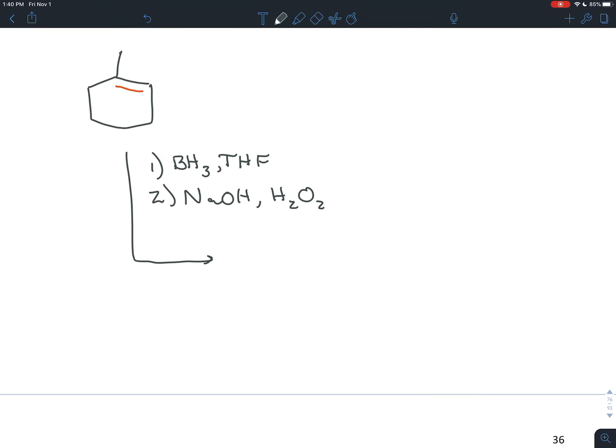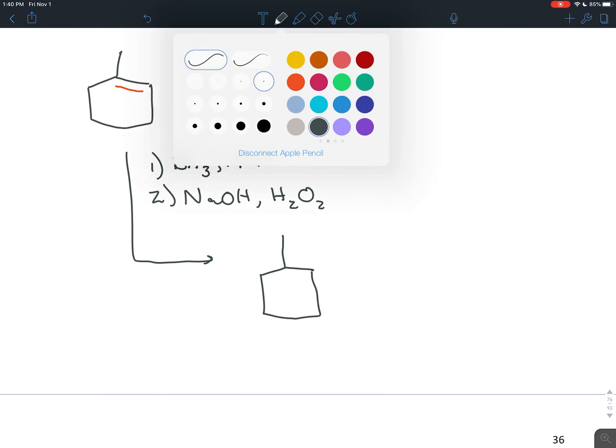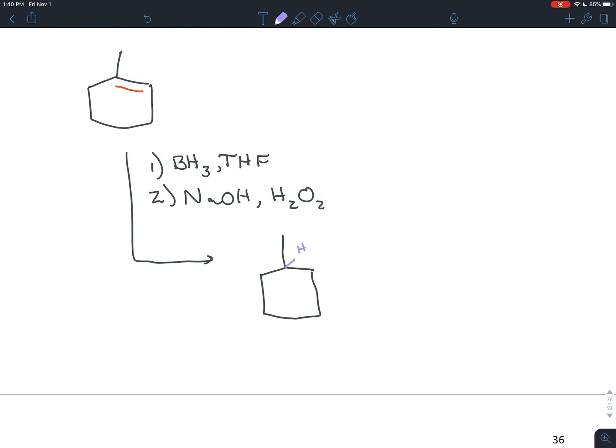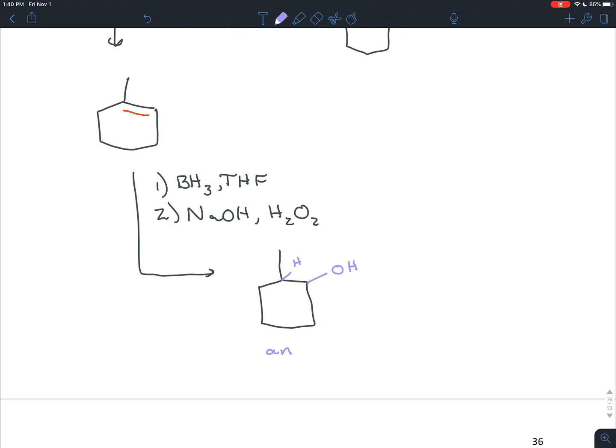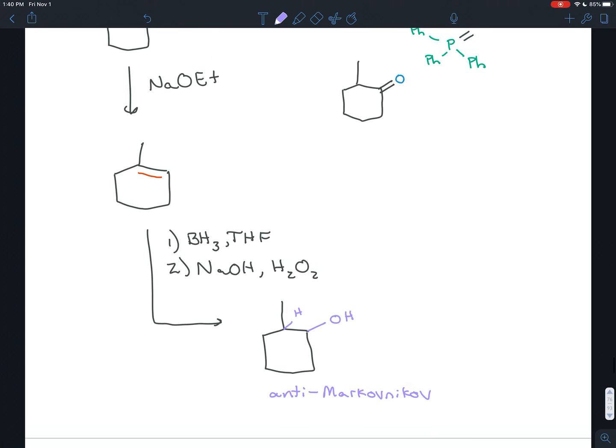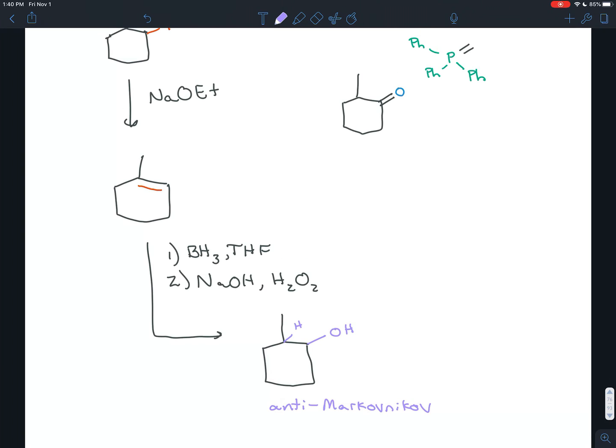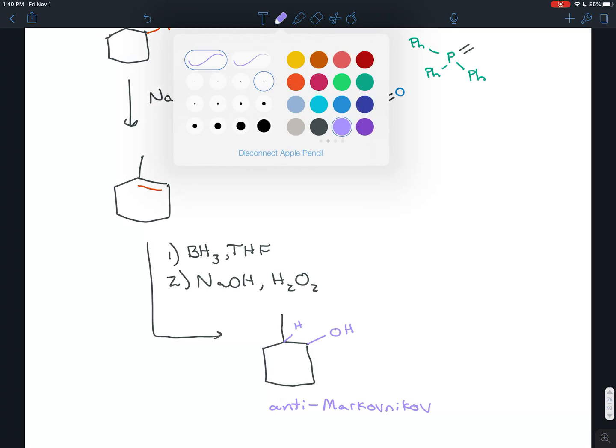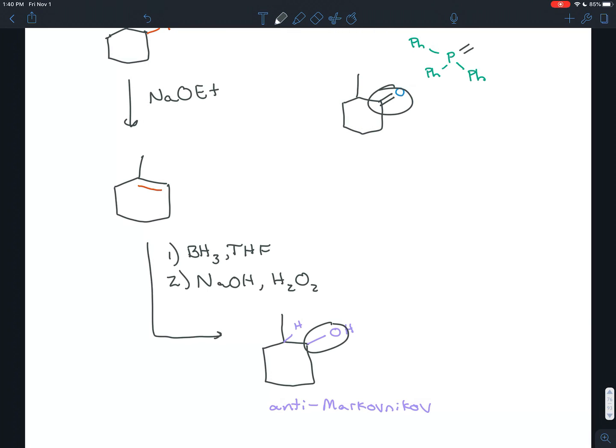Okay, so that means that we're going to have our new molecule here. The H will add to the more substituted position, and the OH will add to the less substituted position, that anti-Markovnikov addition of H and OH. Now if we compare this molecule with the ketone that we need, the only difference is a bond to oxygen. This has only one bond to the oxygen, this has two, so we need to do an oxidation.